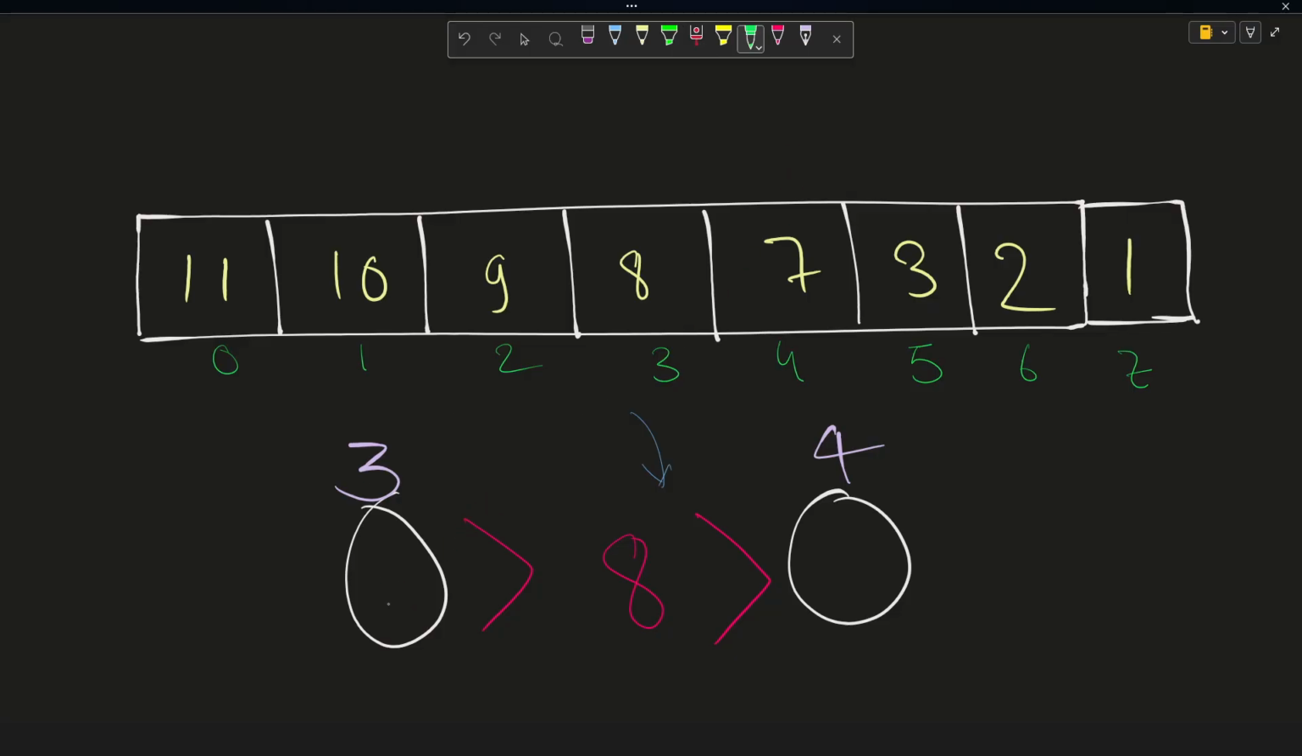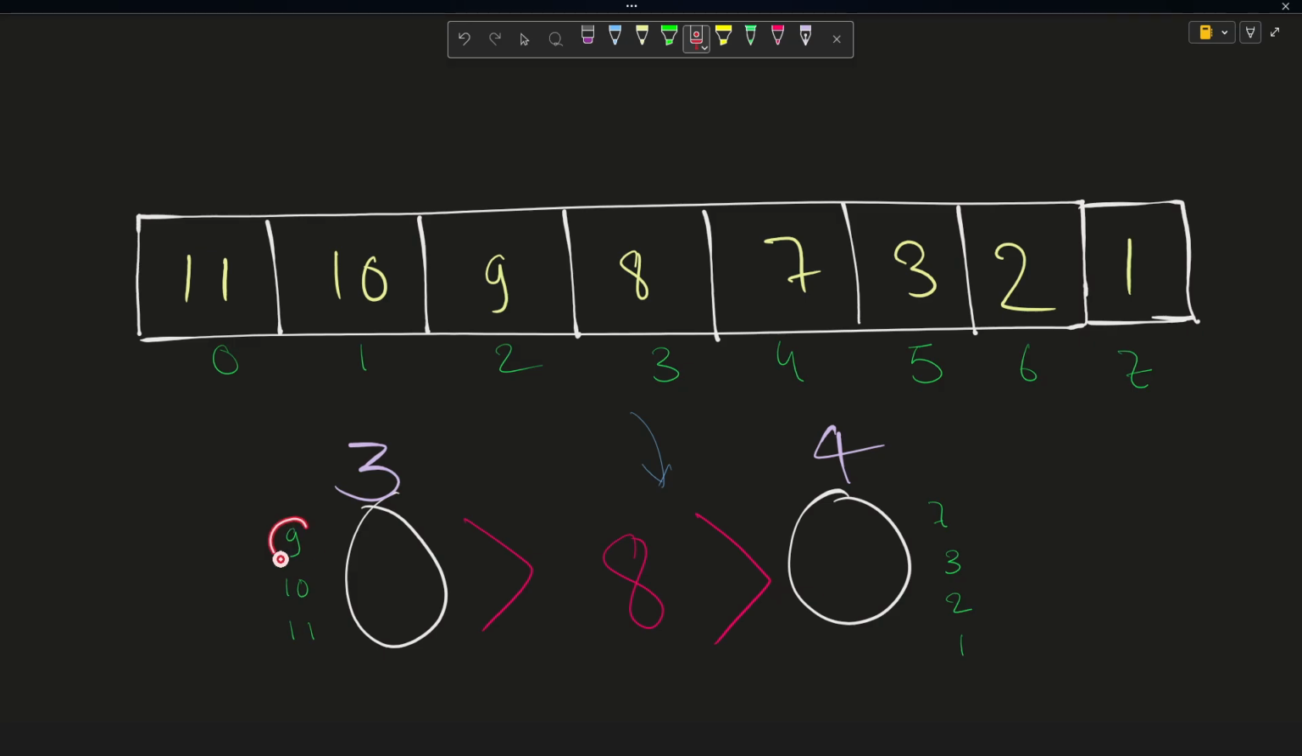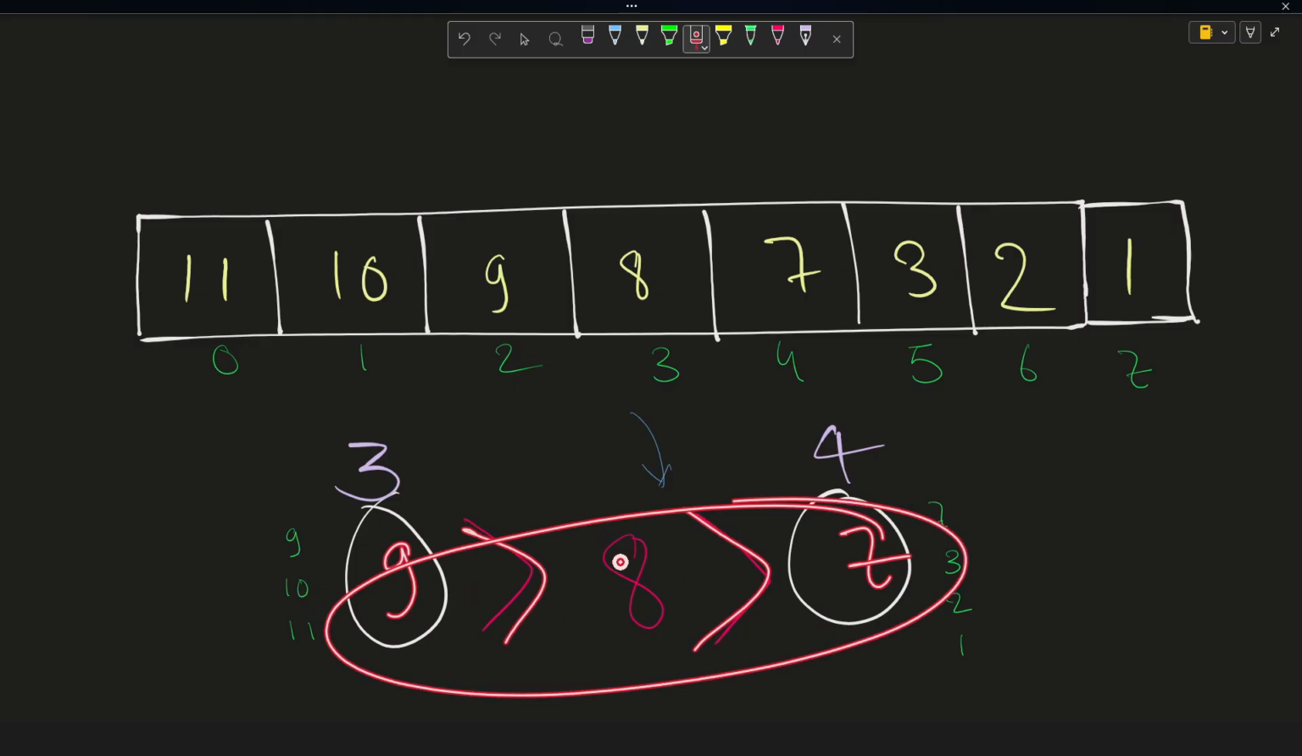So I said that I can fill this circle with all these 3 values, that is, either with 9 or with 10 or with 11. Similarly, I can fill this circle either with 7 or with 3 or with 2 or with 1. So if you select any value from this and any value from this one at a time, then it will always satisfy this condition, right? So suppose I selected 9 from here and 7 from here. So if I select 9 here and 7 here, then 9 is greater than 8 and 8 is greater than 7. So this is a valid triplet. So we will increase our count by 1.